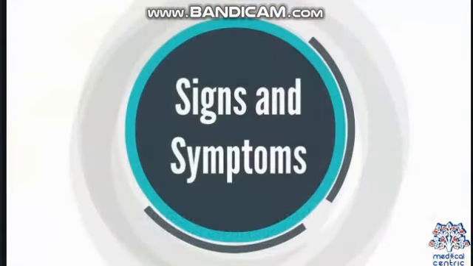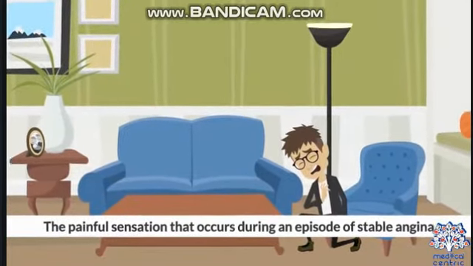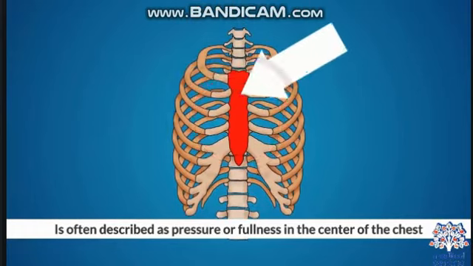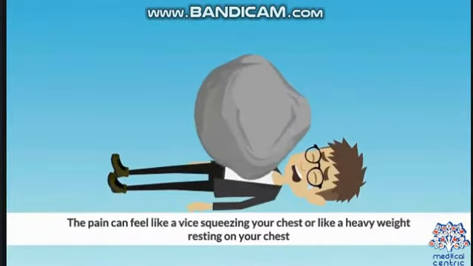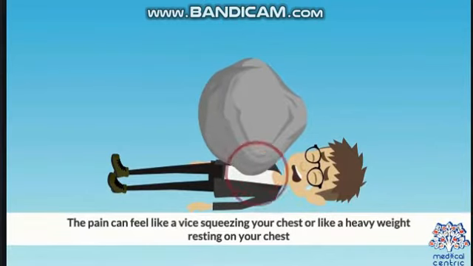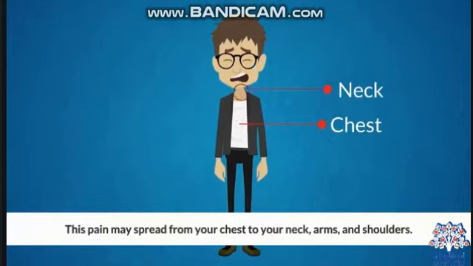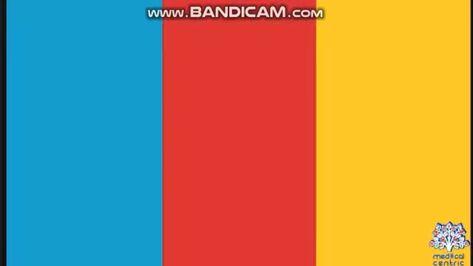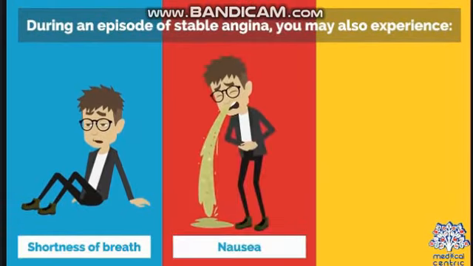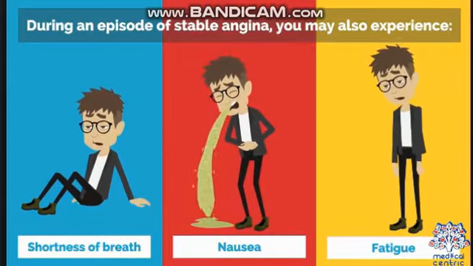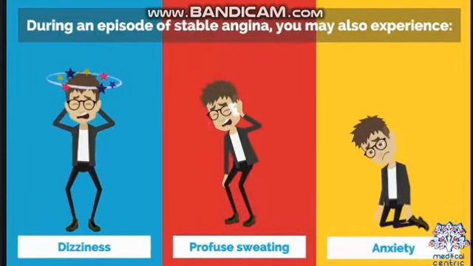Signs and symptoms. The painful sensation that occurs during an episode of stable angina is often described as pressure or fullness in the center of the chest. The pain can feel like a vice squeezing your chest, or like a heavy weight resting on your chest. This pain may spread from your chest to your neck, arms, and shoulders. During an episode of stable angina, you may also experience shortness of breath, nausea, fatigue, dizziness, profuse sweating, anxiety.